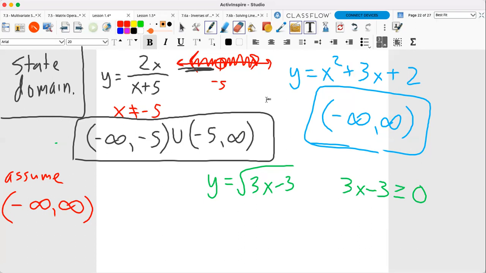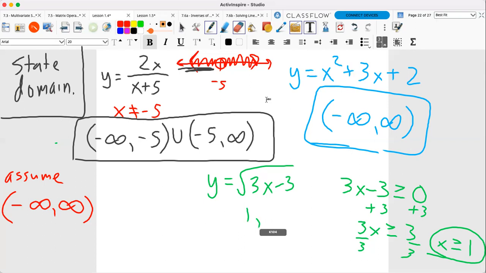So we add 3. 3x is greater than or equal to 3, divided by 3. X is greater than or equal to 1. How do I write that in interval notation? 1 comma infinity, with a bracket on the 1. Boom.